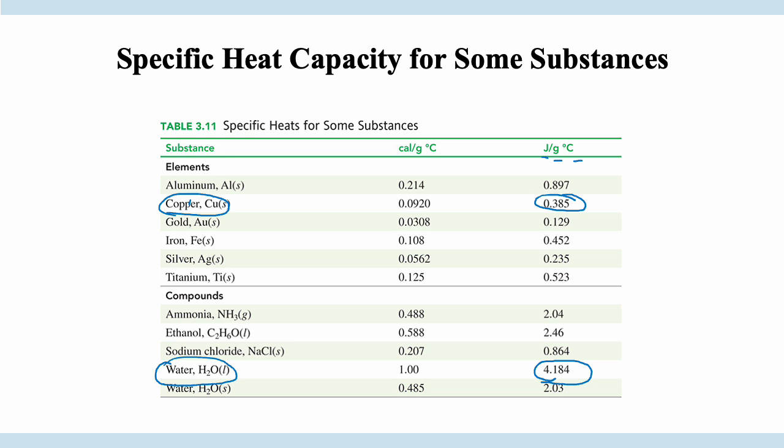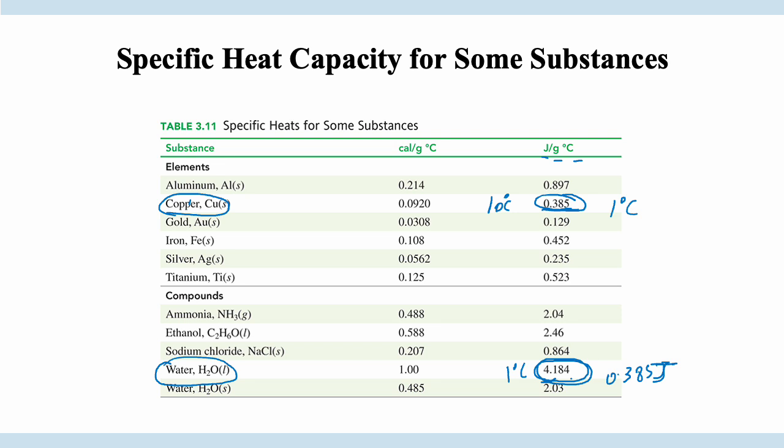Why? Because when you give copper 0.385 joules of heat, the temperature will increase by 1 degree Celsius. But when you give water 0.385 joules of heat, its temperature is not going to increase by a degree Celsius until you give it 4 joules of energy. So that is almost 10 times the heat. In the same amount of time, if you give the same amount of heat to both copper and water, the temperature of water will only increase by 1 degree Celsius, whereas copper will increase by almost 10 degrees Celsius. And that is because of its specific heat capacity.